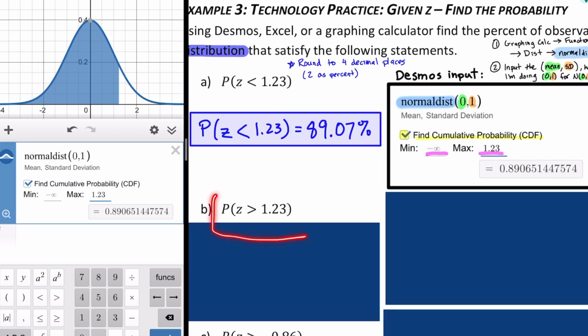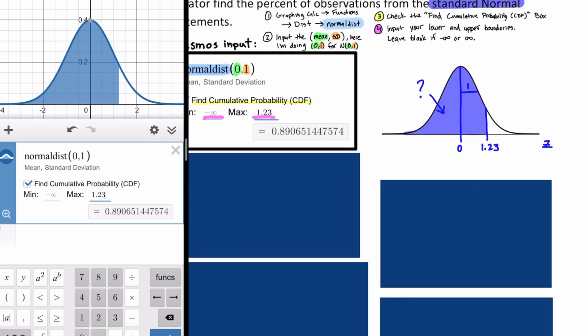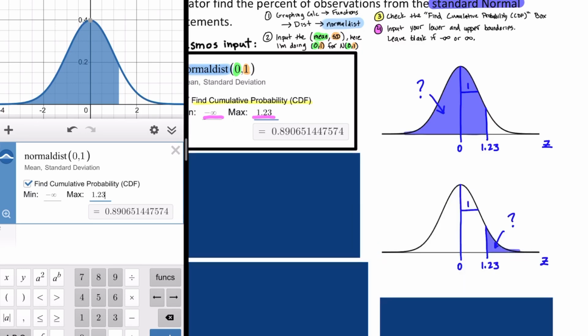Find the probability that z is greater than 1.23. So let's draw our picture. Our picture is more or less the mirror image of what we had before. So 1.23 is in the same spot, but this time we are shading up instead of shading down because it's greater than 1.23. So I want to find the area of all the z's that are greater than that 1.23. So what's different about this in the calculator is my smallest number is now 1.23.